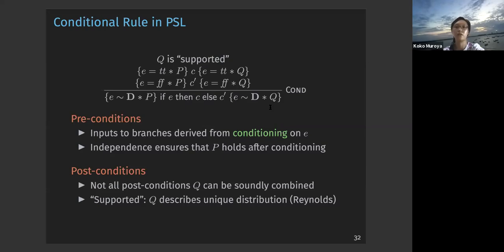I see. Yeah. Thanks. So there are difficulties for both the precondition and the postcondition for the conditional rule. For splitting apart, we need independence, and for combining, we need this supported condition.